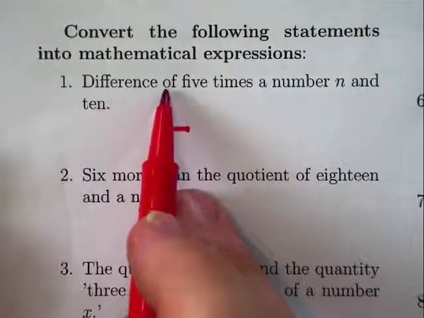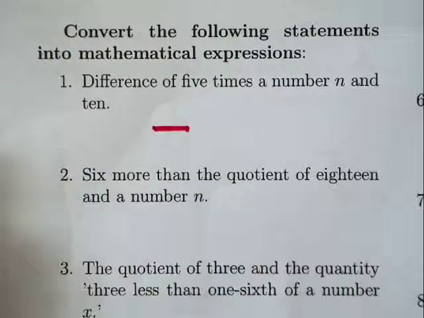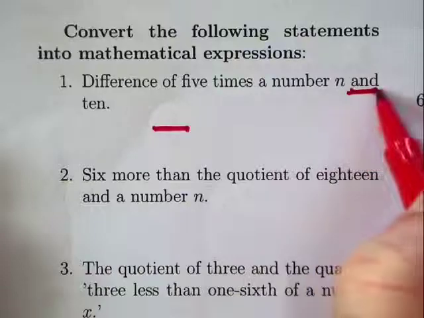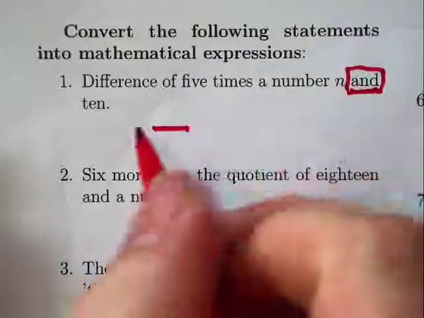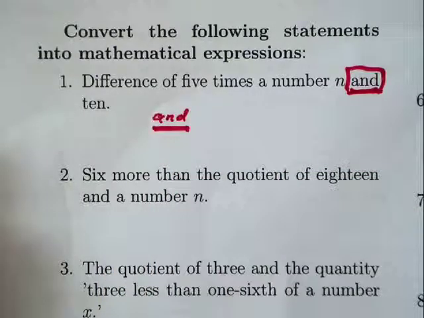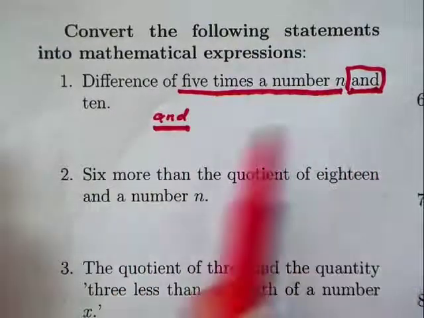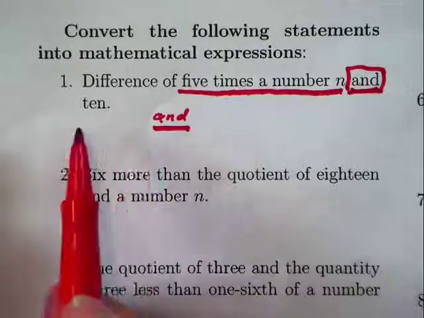The difference of, so when we see the word "of," that means now we're in the front part of the equation. So the difference of 5 times a number, n, and. You see how it says "and" right there? And is pretty much the equal sign. Okay, you don't have to write "and," I'm just writing that there so you can see it. So everything before that goes before the equal sign.